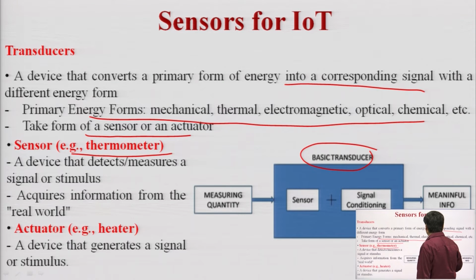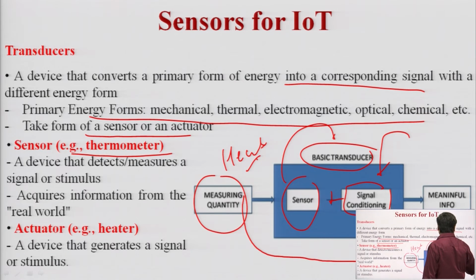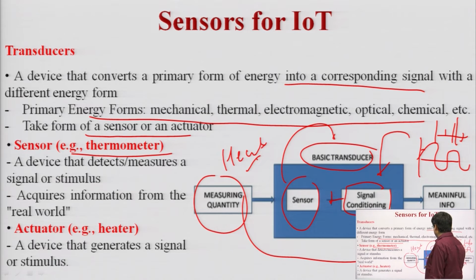Okay. Here you can see that there is a basic transducer. In the basic transducer, we have both units: the sensor, which is a part of our transducer, plus signal conditioning. Signal conditioning is done in the basic transducer unit, and the measured quantity, it may be heat, pressure, temperature, etc., we are converting into meaningful information, that is a perfect signal. It may be analog, it may be digital.